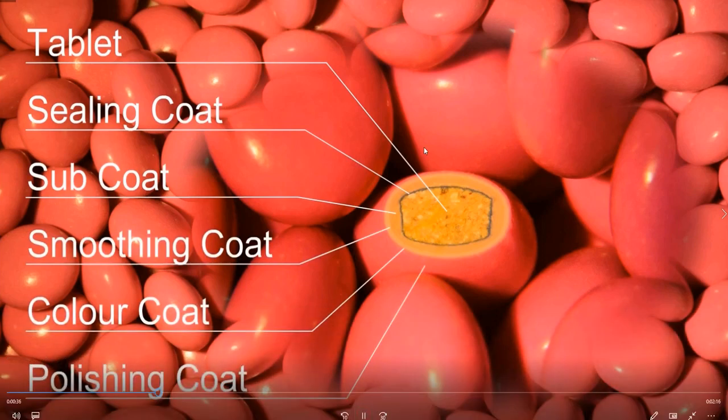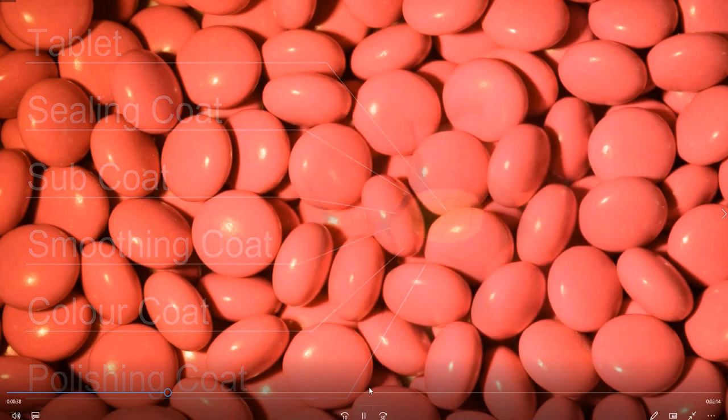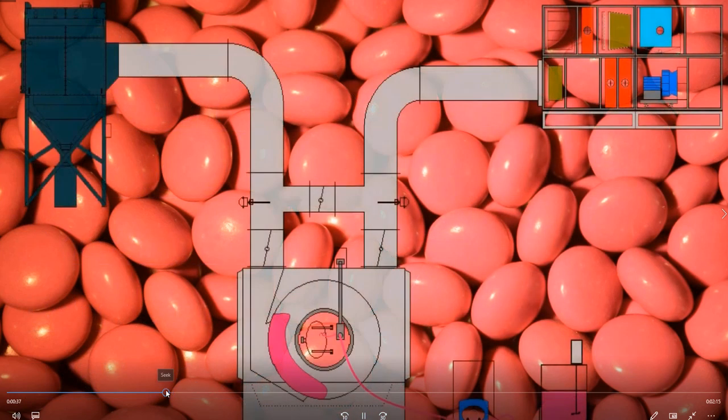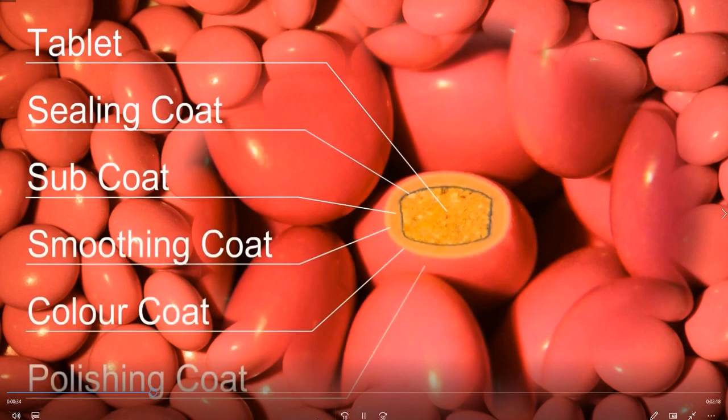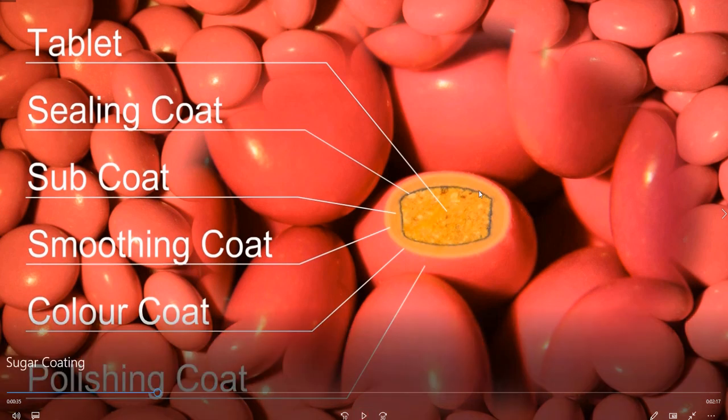Okay, you will see that this is the, I will go back so you get the, okay. Now this is the tablet, inside this circle or this contour. What you see inside is the tablet. This is what we call the waterproofing or sealing coat, as you see here in the name, the dark one.